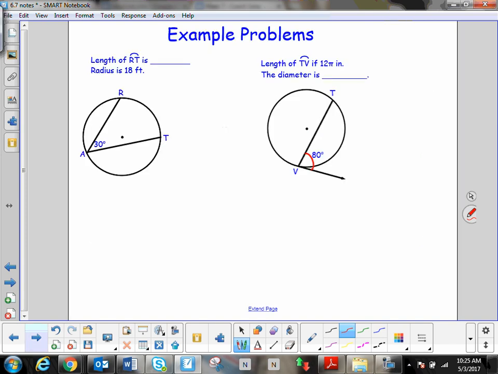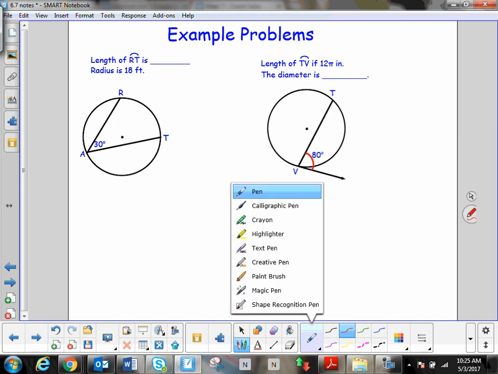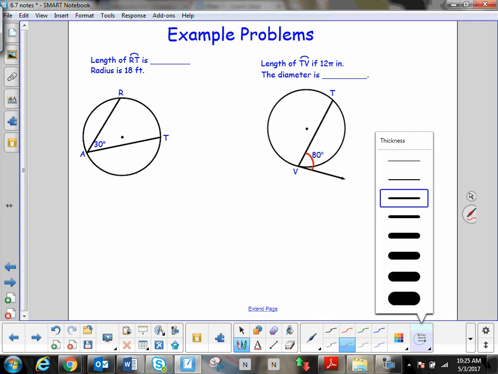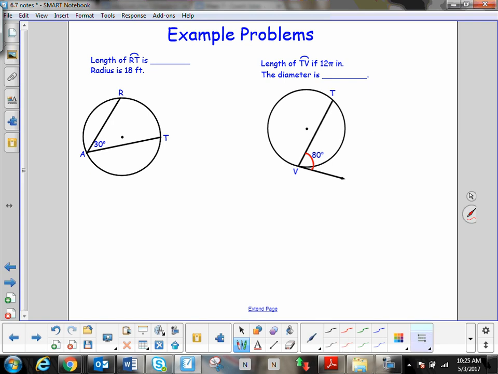Let's practice some length. So this first one, find the length of RT, and it gave us the radius to be 18 feet. What do we have to determine first? The measure. So what's the measure, Avery? 60. Don't forget inscribed angle. You always want to double the inscribed angle, and that gives you the measure of the arc.